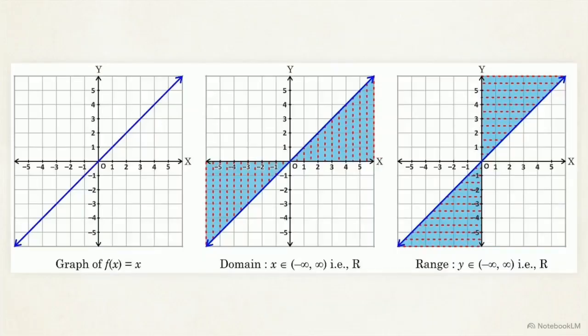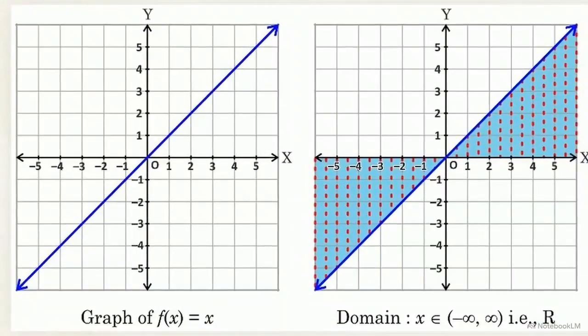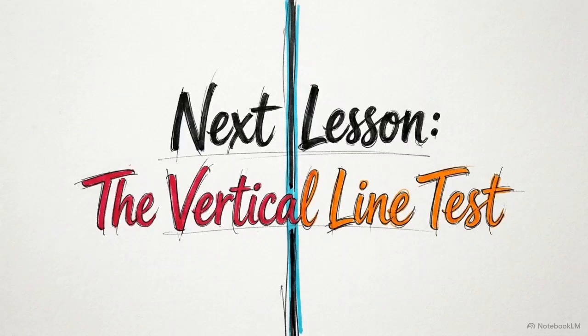These coordinate graphs show what happens when we take these ordered pairs and plot them. Once you understand the golden rule, you can spot a function instantly on a graph like this, using something called the vertical line test. We will cover exactly how to do that in our next lesson.